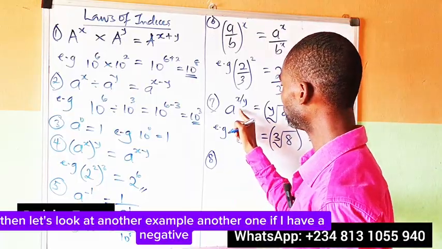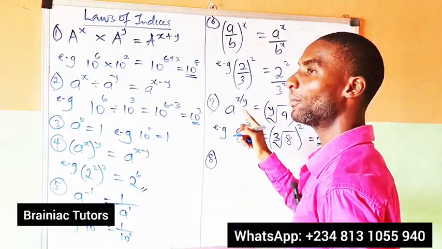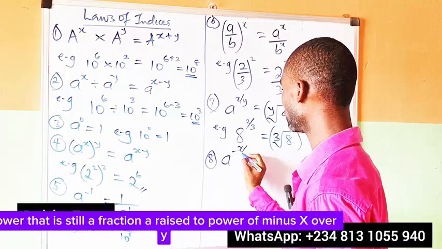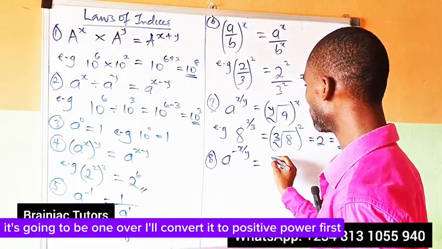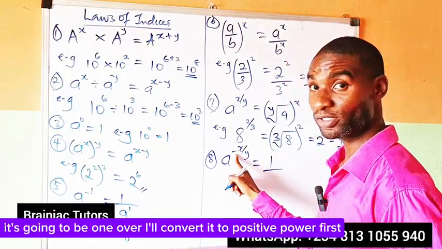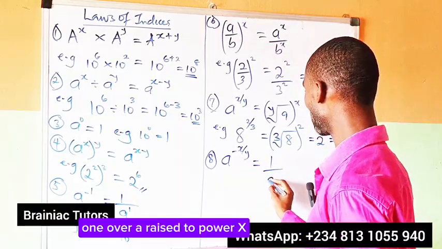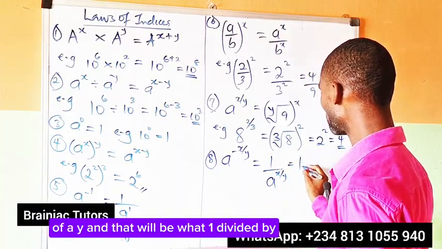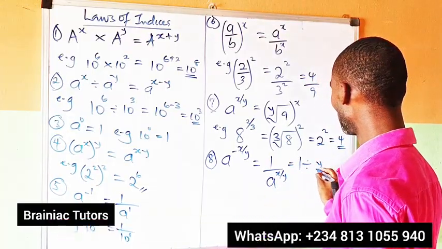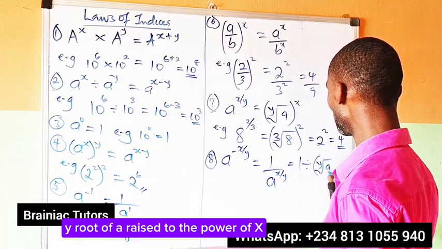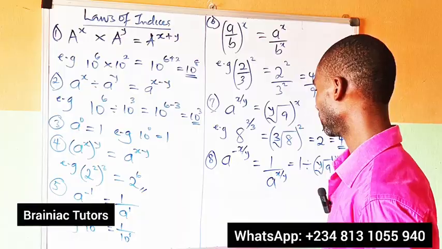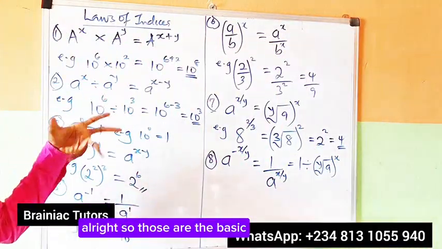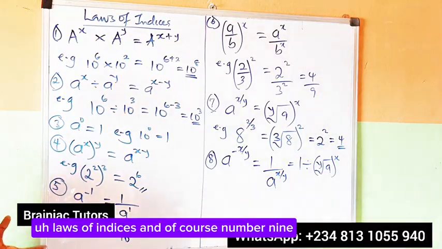If I have a negative power that is still a fraction, a raised to the power of minus x over y, it's going to be 1 over, I'll convert it to a positive power first, 1 over a raised to the power x over y. And that will be what? 1 divided by the y-th root of a raised to the power of x. Alright? So those are the basic laws of indices.